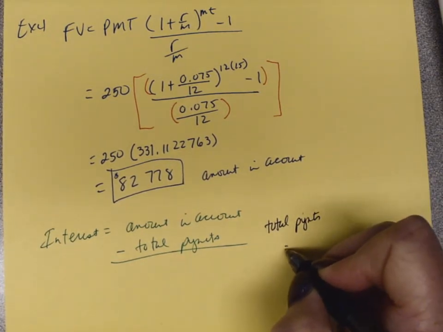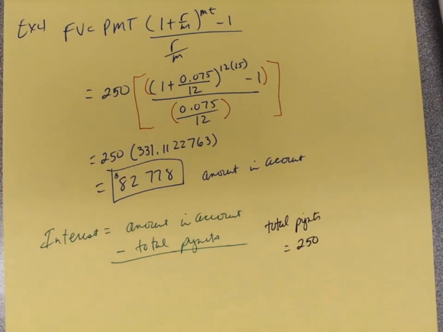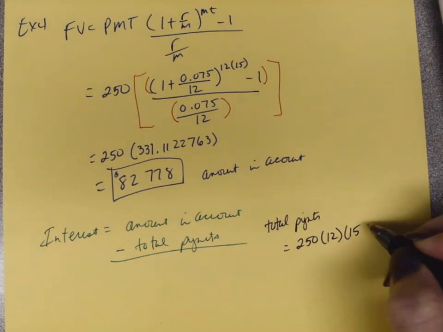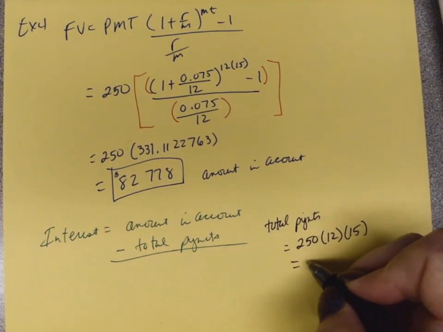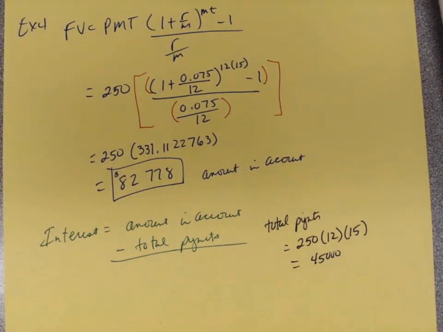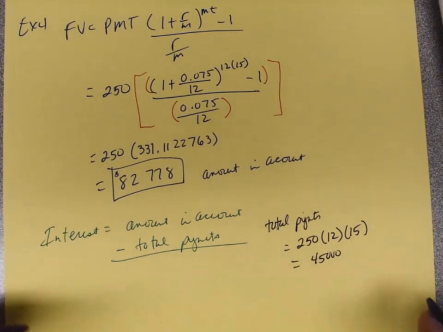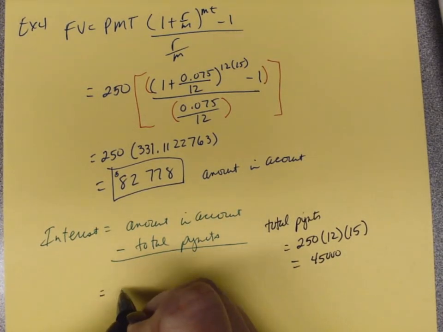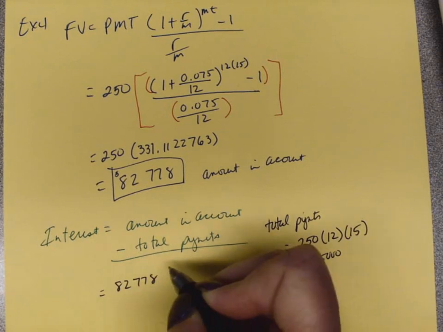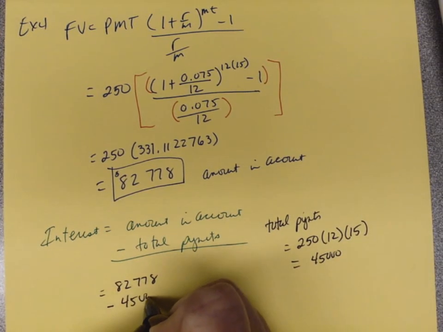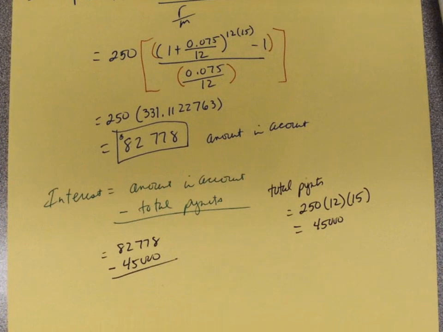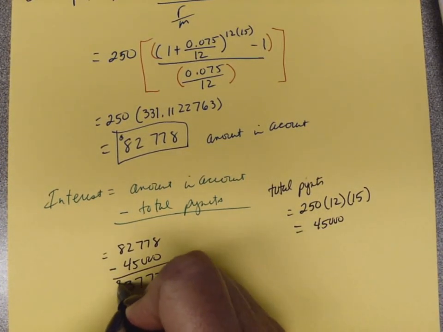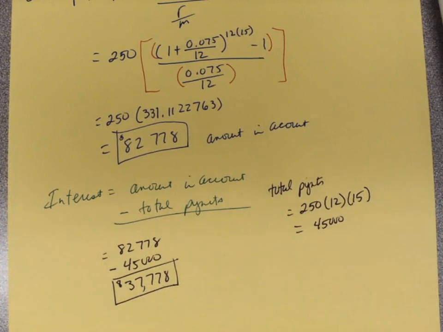So for the total payments, we made payments of $250. We did them monthly, so that's times 12, and we did them for 15 years. And that will get us $45,000 is what the total payments we put into our account. So we're going to have the amount in the account, $82,778, minus the $45,000 that we put in over the 15 years, will tell us that we earned $37,778. That is how much interest we earned.